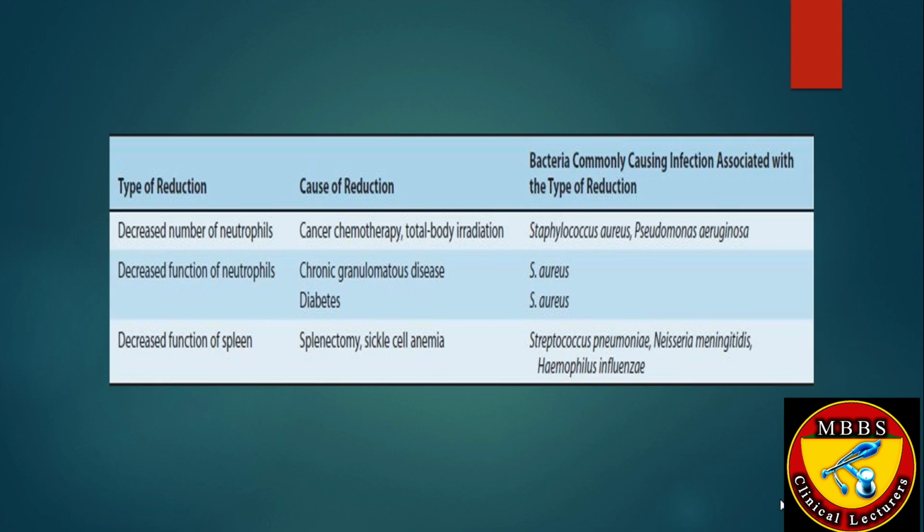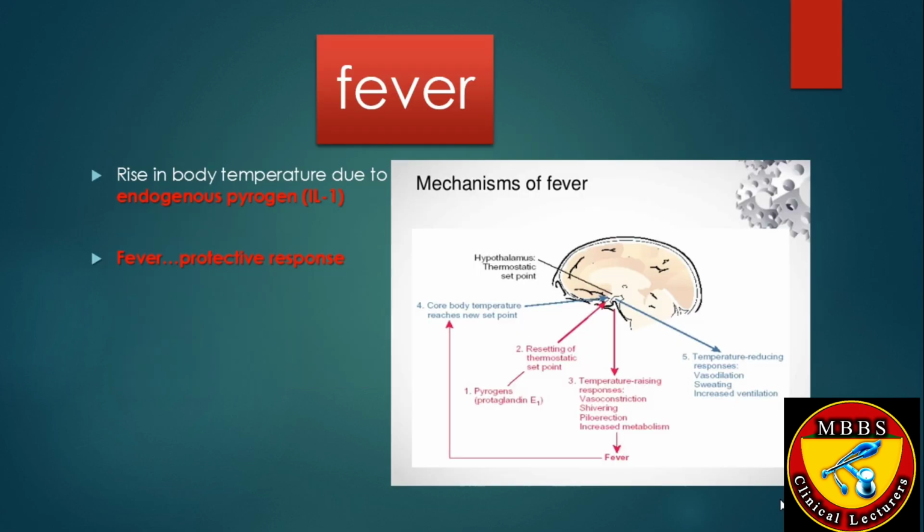Also in sickle cell anemia, the red blood cells are sickle shaped and they cause autoinfarction in the spleen, and eventually again the function of the spleen is deteriorated, and infections by capsulated bacteria are more commonly seen. Okay, the fever, this has a very important role.